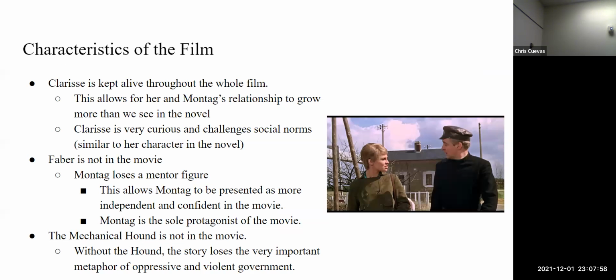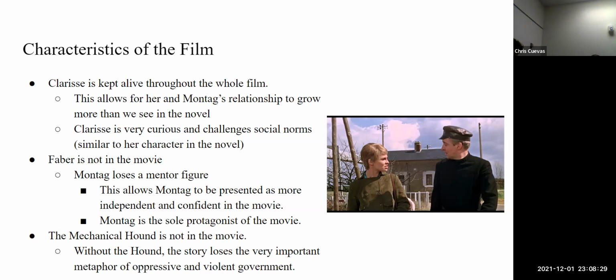So for our group, we focused a lot on the differences between the 1966 adaptation of the novel and the novel itself. And so some of the biggest differences and key characteristics of the film. First of all, Clarice is kept alive throughout the whole entire film. In the book, she dies, and the decision to keep her alive allows for her and Montag's relationship to grow a lot more than we see in the novel.